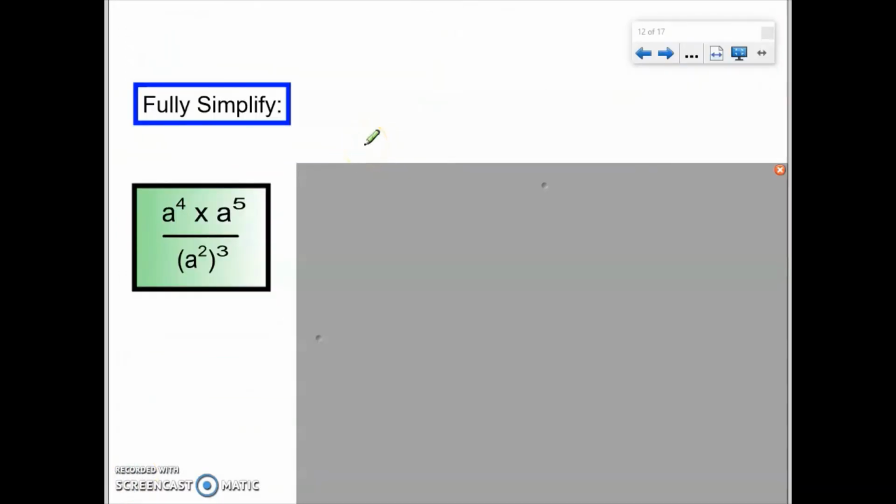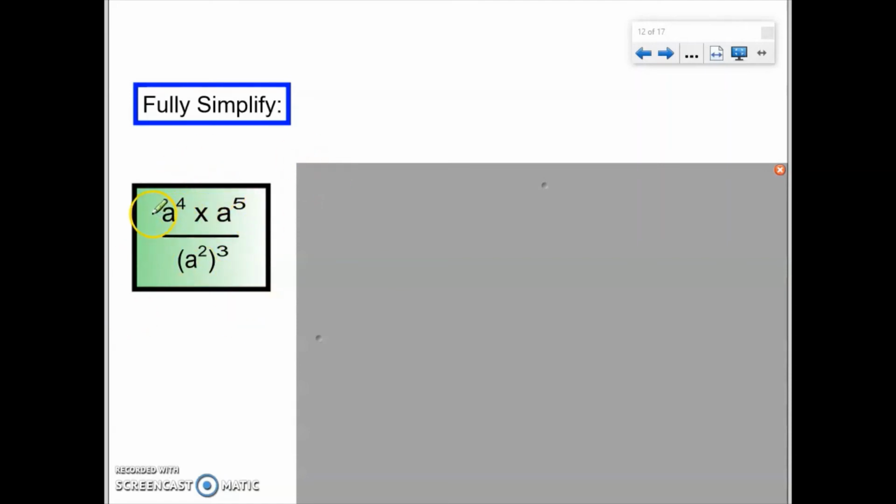Okay, so let's take simplifying indices one step further. Very common questions that you might get in tests or exams look like this, where you're asked to use more than one law of indices to fully simplify a calculation involving indices. So let's have a look at this question here.